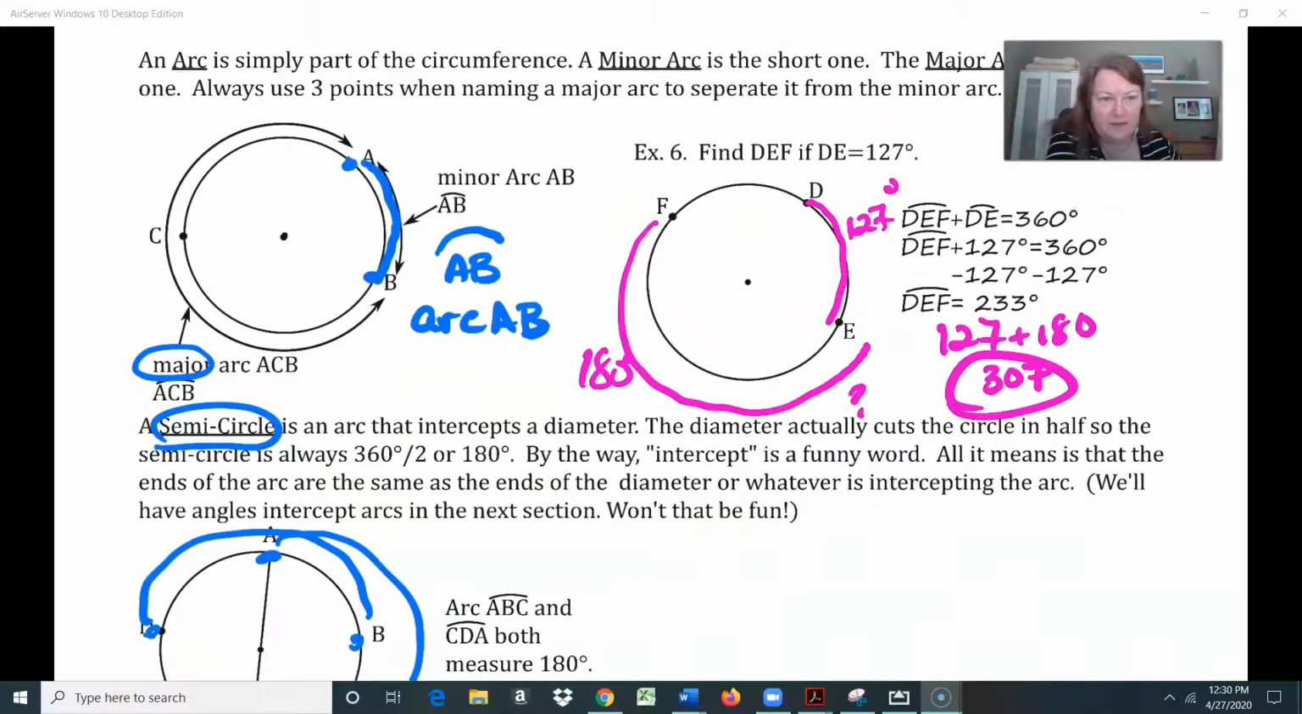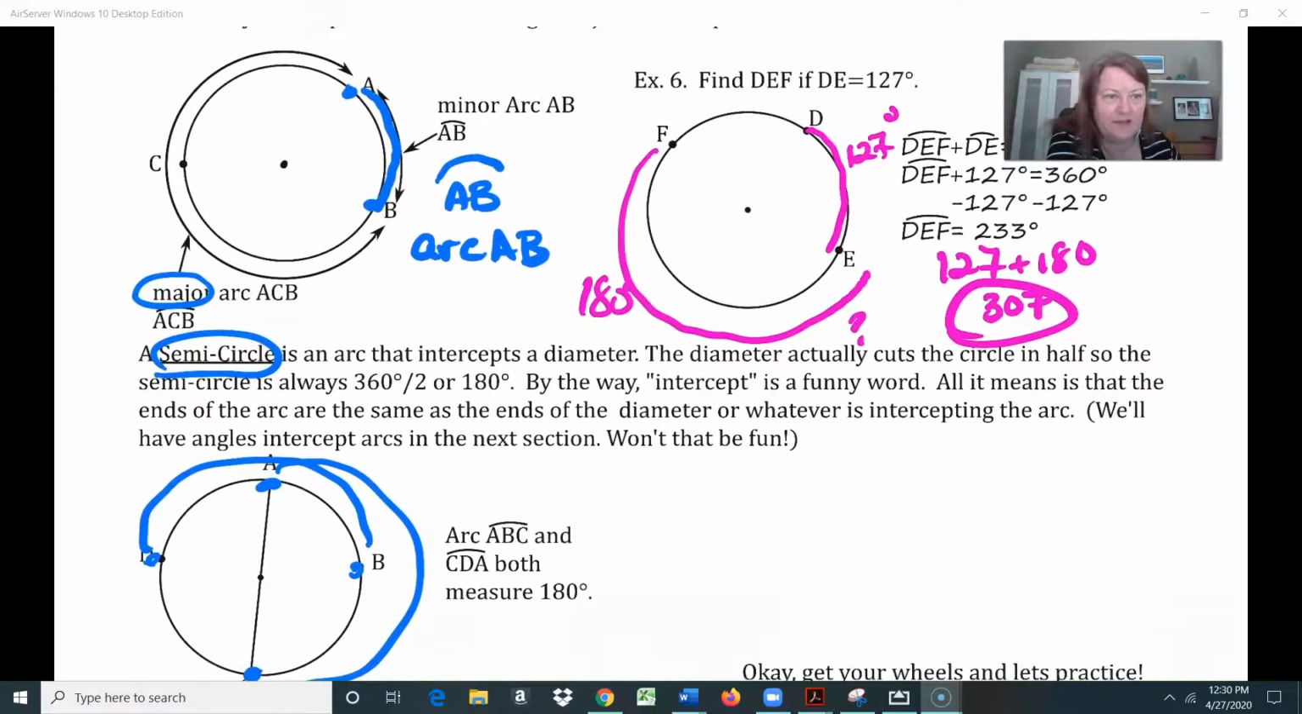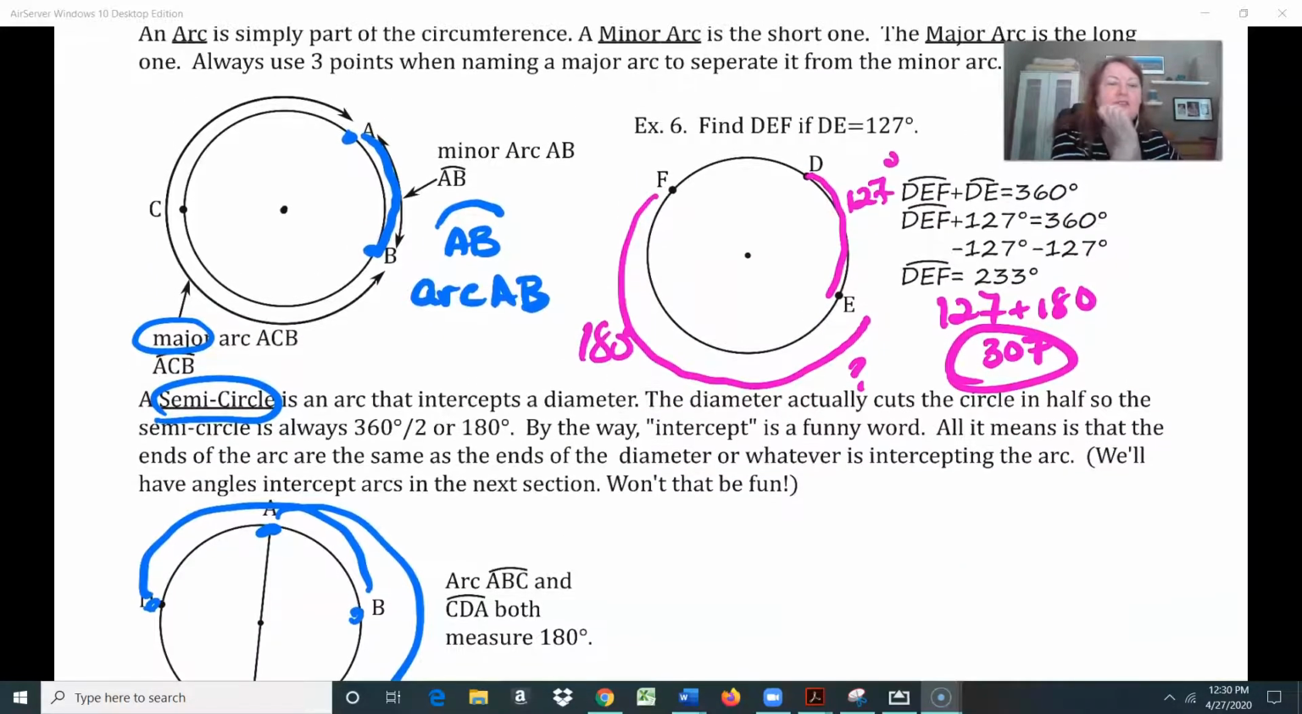I'm not sure what they really meant right there. And if I missed something, then I apologize. Maybe you can explain it in a comment or something if I'm missing it. But if I want to figure out what DEF is, then I want to be able to go all the way around the circle. And I would want to start at DE, which we already know is 127. And then I'd want to go from E to F, which is 180. And if I add those two together, I should get 307. I think it's 307. Let's just go with 307. All right.